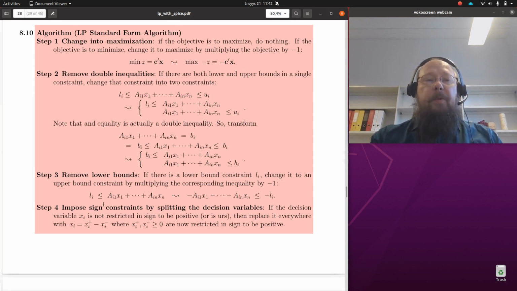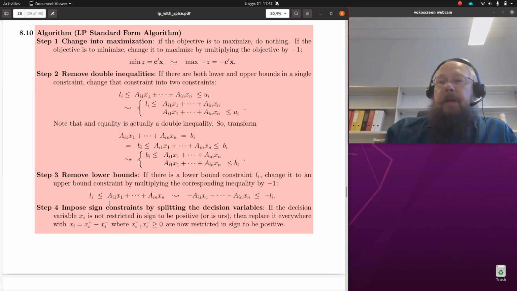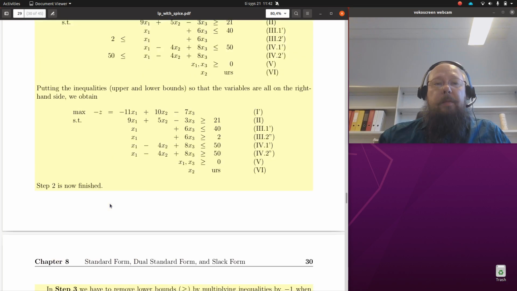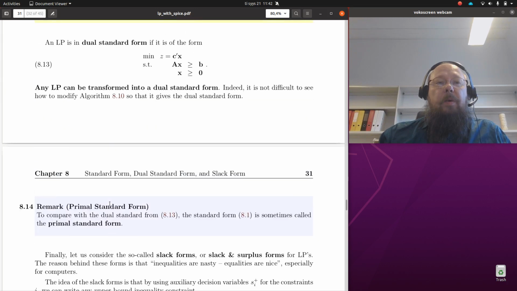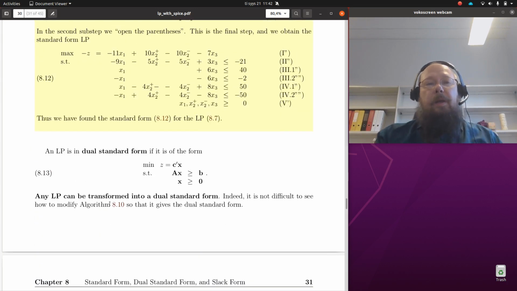And step 4, impose sign constraints by splitting decision variables. This is exactly the same. So I hope that the so-called dual standard form transformation, how to do it, should be relatively clear now. Since this is almost the same as the primal standard form, let's not spend too much time on this.